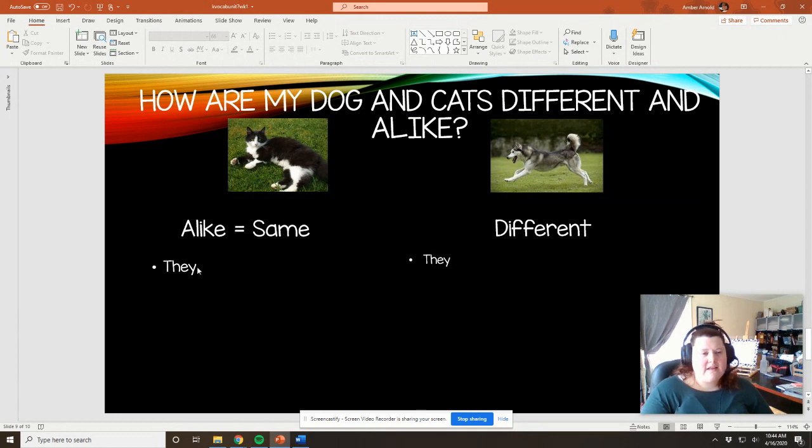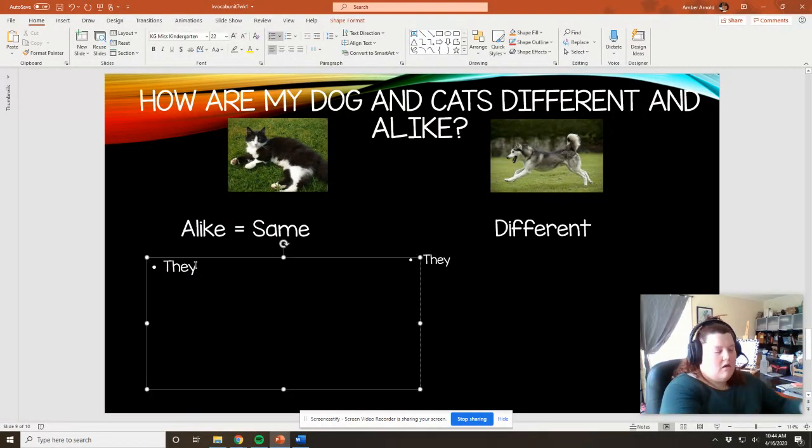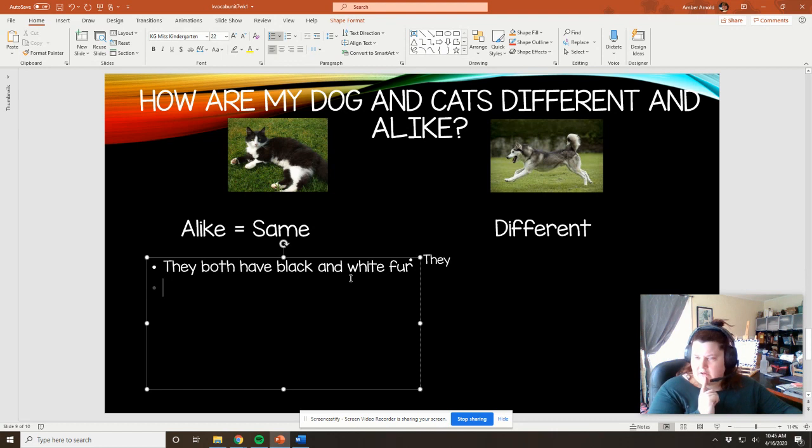Oh, I can see they both have black and white fur. That's one way they are alike or similar to each other. Let me think of the vocabulary word we talked about. Oh, we just talked about their appearance when we talked about black and white fur. Let's talk about their behavior.